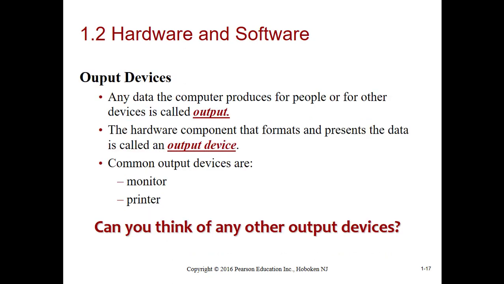Output devices. Any data the computer produces for people or for other devices is called output. The hardware component that formats and presents the data is called an output device. The most common are monitors and printers. Can you think of any other output devices?